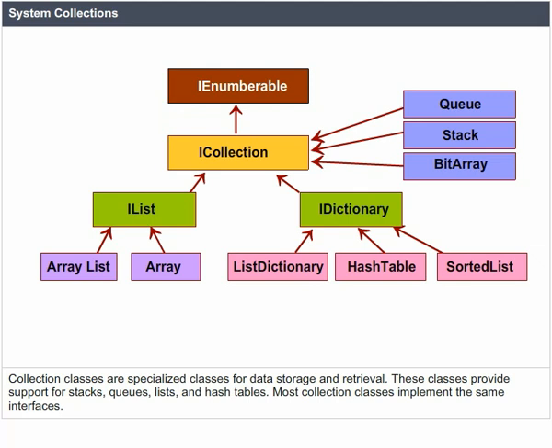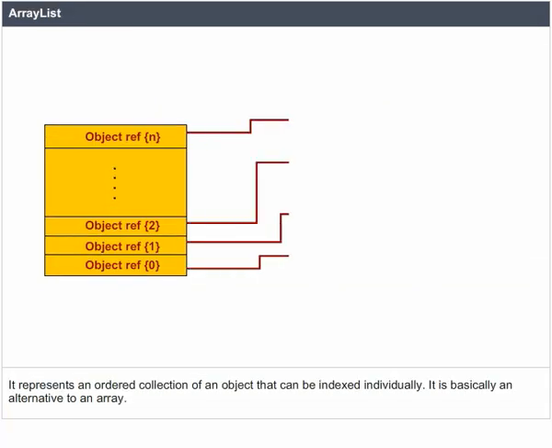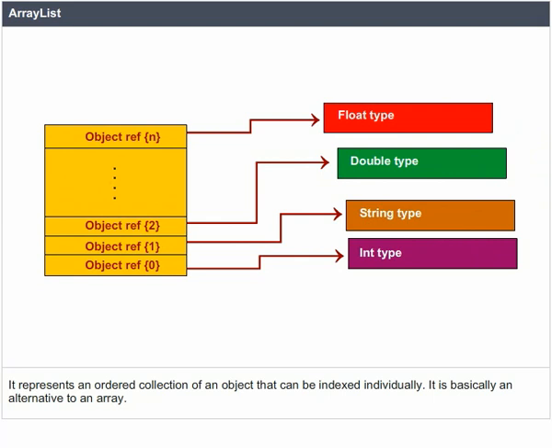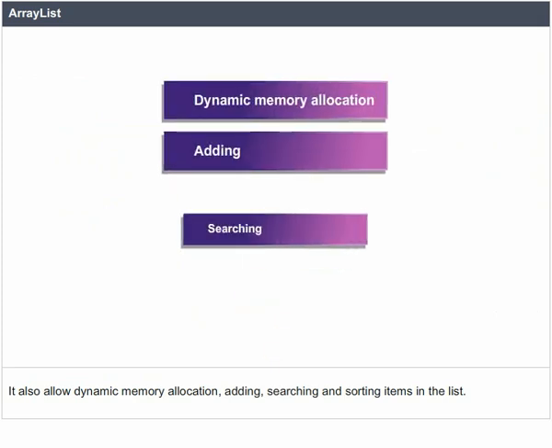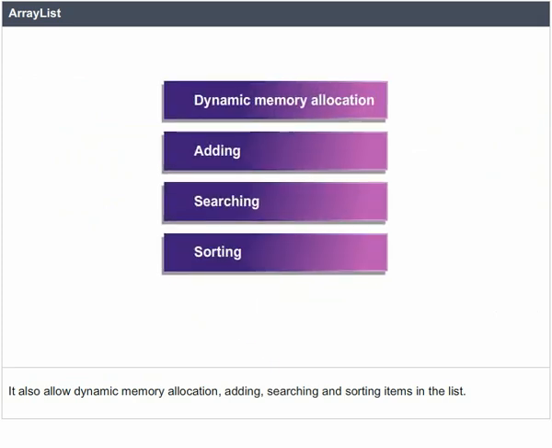ArrayList. It represents an ordered collection of an object that can be indexed individually. It is basically an alternative to an array. However, unlike an array, you can add or remove items from a list at a specified position using an index, and the array resizes itself automatically. It also allows dynamic memory allocation, adding, searching, and sorting items in the list.